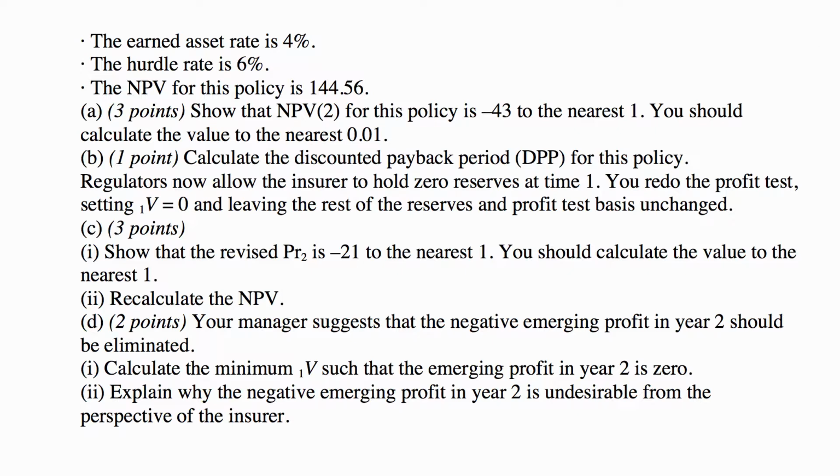For the second part of C, you are asked to recalculate the net present value. For Part D, your manager suggests that the negative emerging profit in year 2 should be eliminated. First part, calculate the minimum reserve at time 1 such that the emerging profit in year 2 is 0. And for the second part, explain why the negative emerging profit in year 2 is undesirable from the perspective of the insurer.